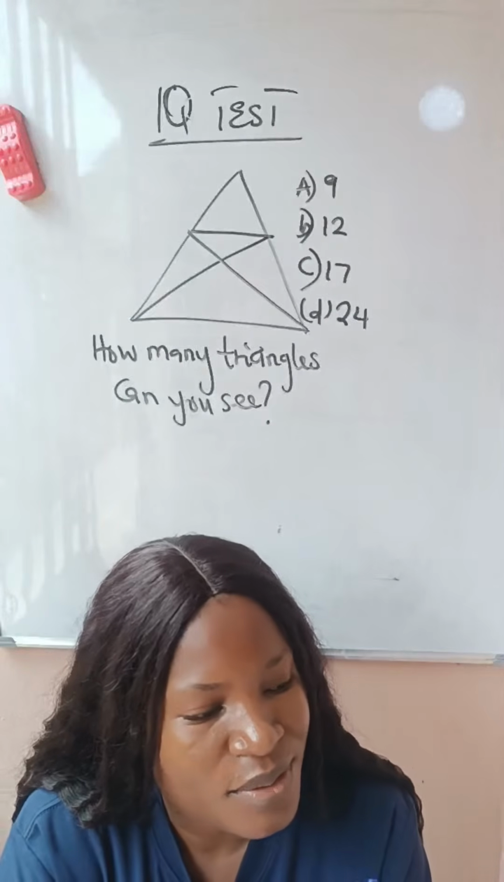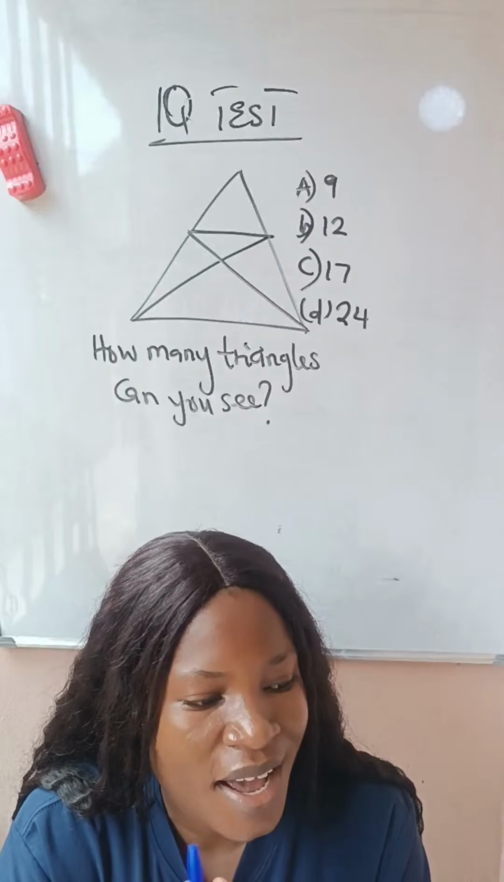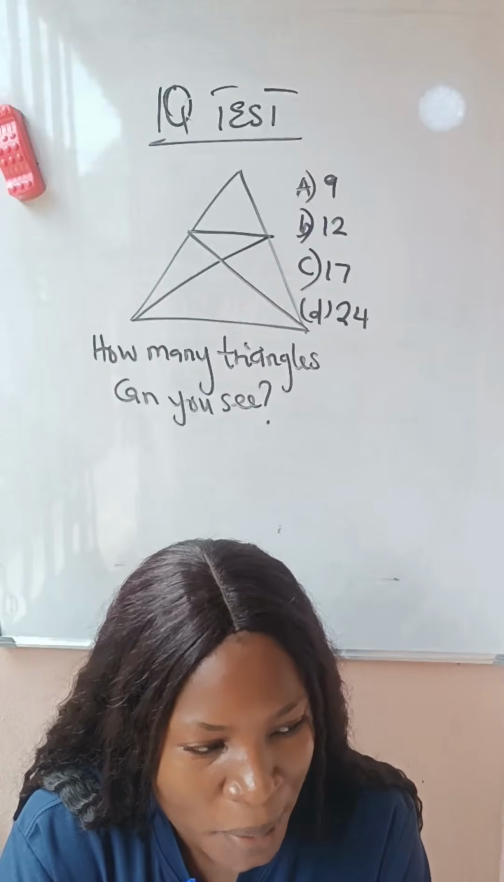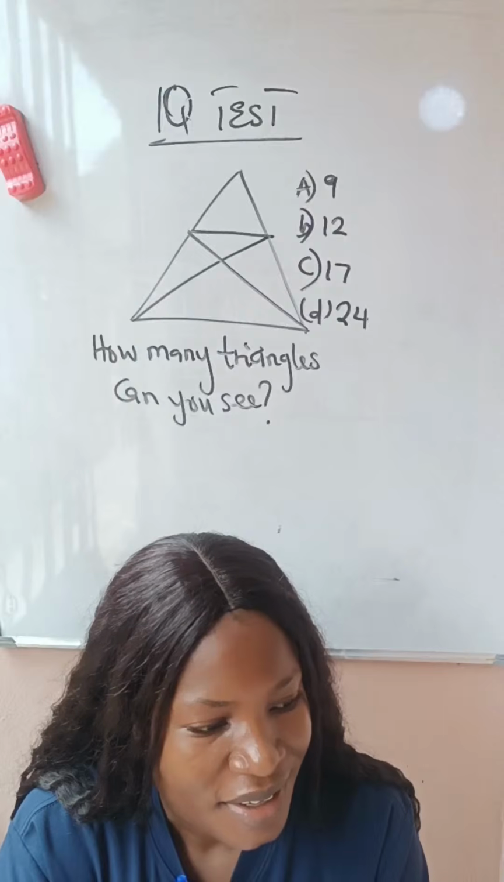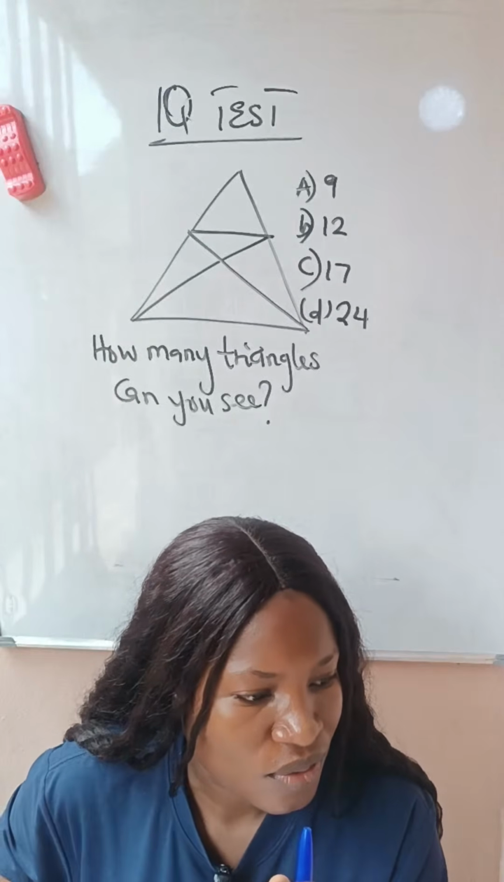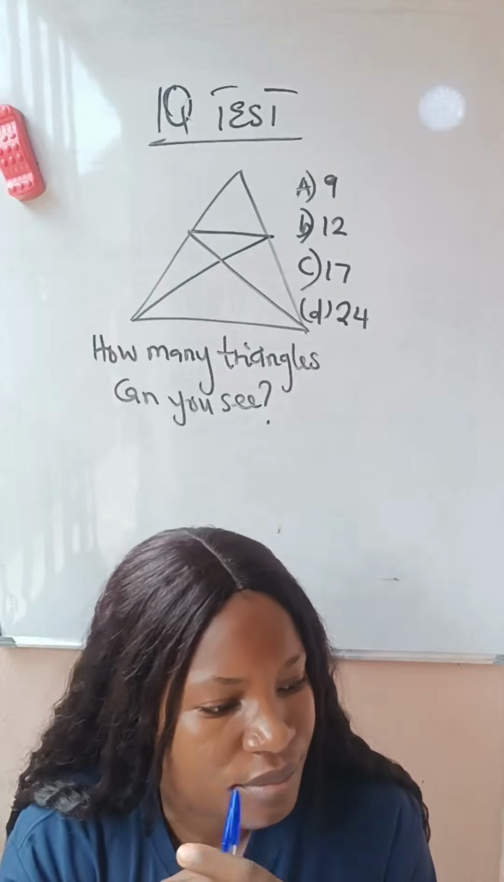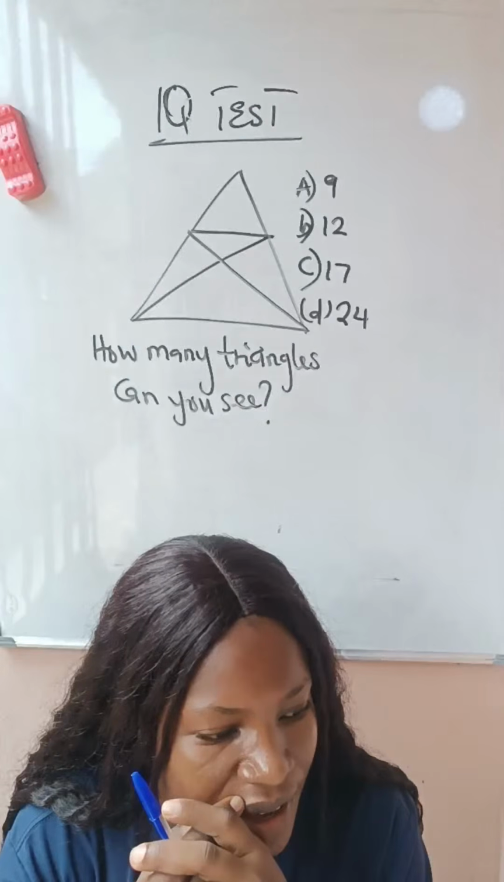How many triangles can you see? This is actually one of the most interesting IQ tests I love solving. Seriously, I love solving them. People say 12. People say 12. Okay, this says 12.